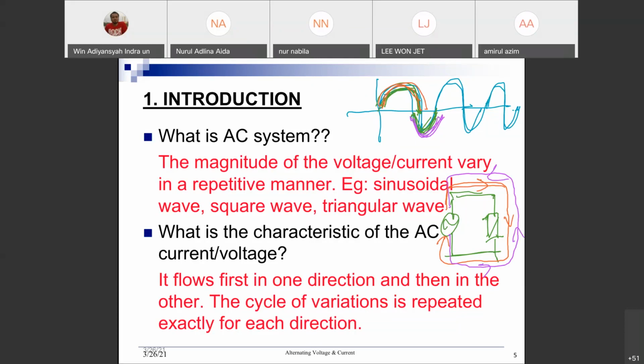Okay. This is what it means by flows first in one direction and then in the other. The cycle of variation is repeated exactly for each direction.